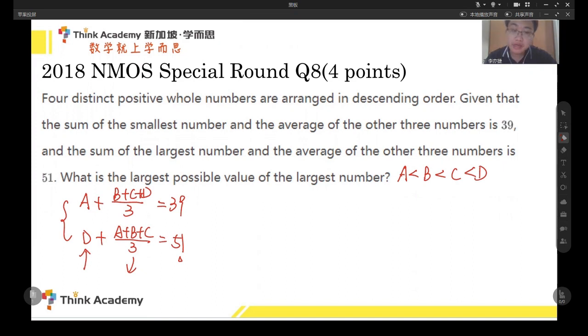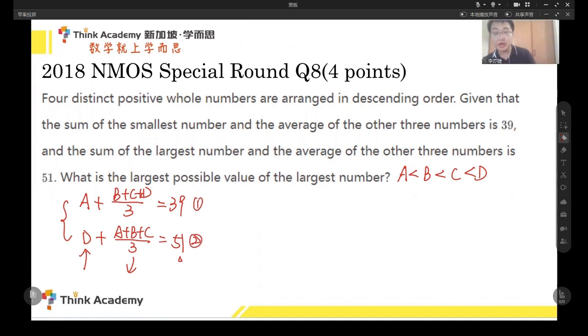Maybe can we let A, B, C just be 0, 1, and 2? No, absolutely not, right? Because if you put 0, 1, 2 here and put it back, you will find that D has no solutions. It's limited. So to find this limitation, first we should find the connection between these two formulas.